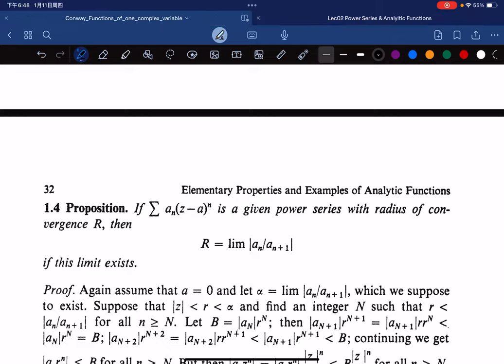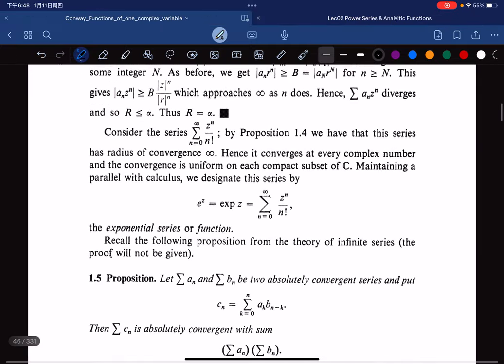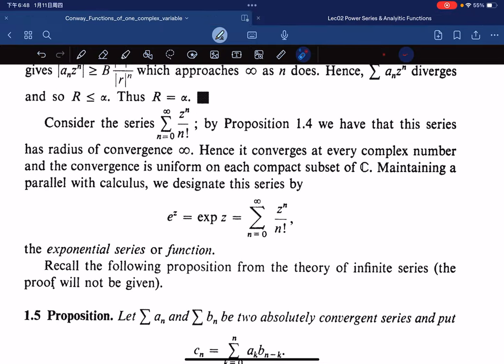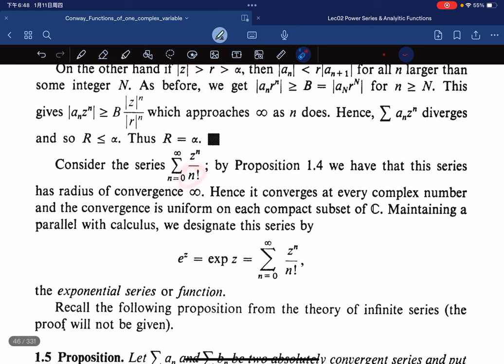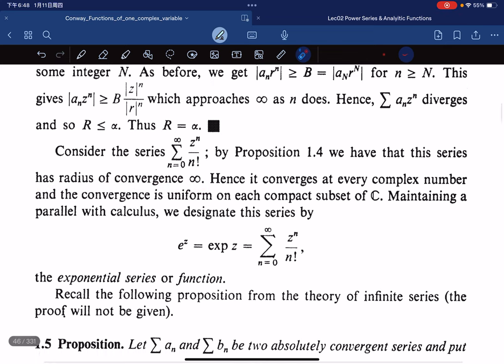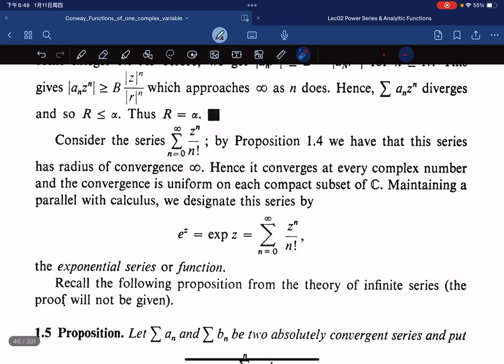Now, we move on to propositions. Well, here, remember we define e to the z to be equal to this power series. This series, the radius of convergence is infinity, right? We use proposition 1.4 where this radius of convergence is infinity. So it's well defined. For each complex number, we define e to the z, which is just an exponent function, to be defined with this power series, the exponential series of function.